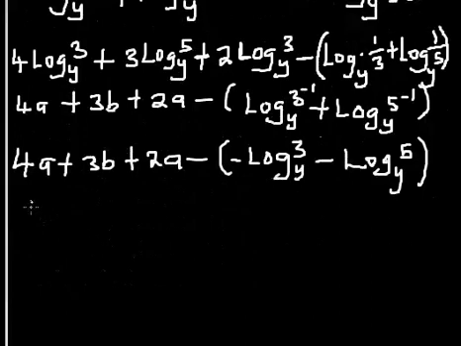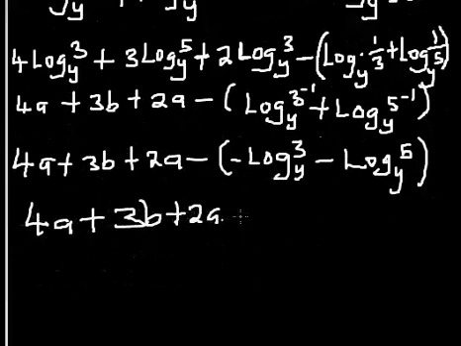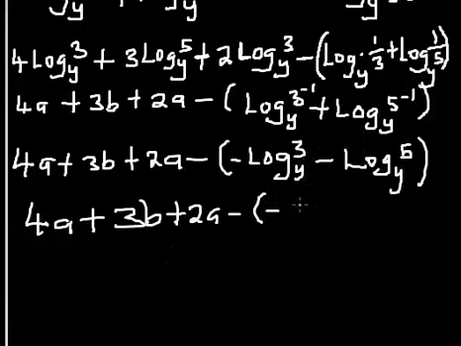So I can now complete my substitution. I'm having 4a plus 3b plus 2a, minus open bracket log 3 in base y, so that's my a, I have minus a, and minus b. Are we good? Of course, minus a minus b, so this is going to be plus a plus b.